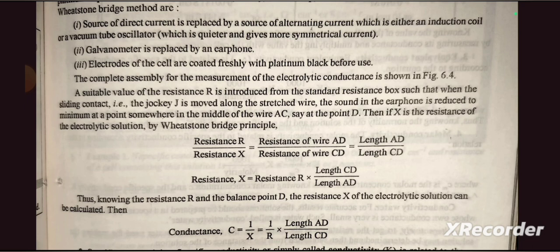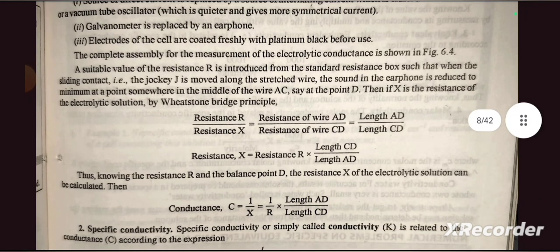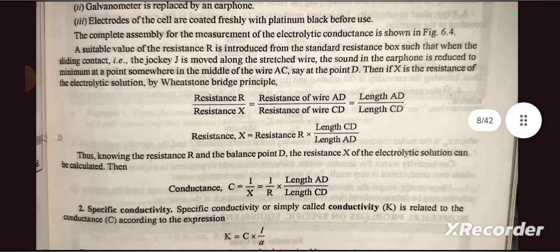The complete assembly for the measurement of electrolytic conductance is shown in figure 6.4. A suitable value of the resistance R is introduced from the standard resistance box such that when the sliding contact, that is the jockey J, is moved along the stretched wire, the sound in the earphone is reduced to minimum at a point somewhere in the middle of the wire AC, say at the point D.